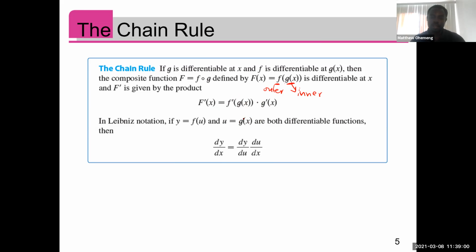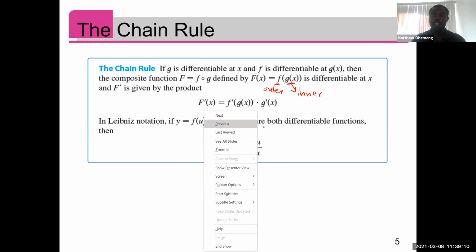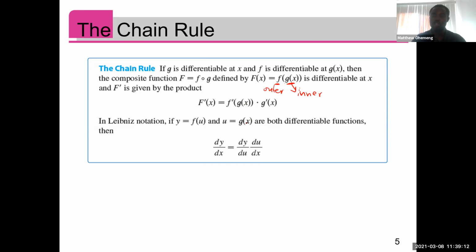Or in Leibniz notation, which is similar to this. All that is saying is, instead of doing this directly, just define the outer function to be f of u, and then define the inner function to be g of x, right? So let u be the inner function. Then if you want dy over dx, which is the same as F prime, just do dy over du. So your y will be expressed in terms of u. Differentiate that with respect to u, and then multiply by what? du over dx, right? du over dx is representing the second function.